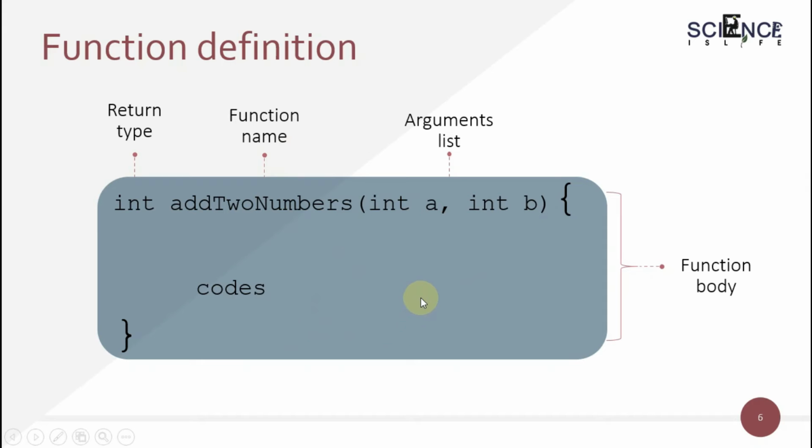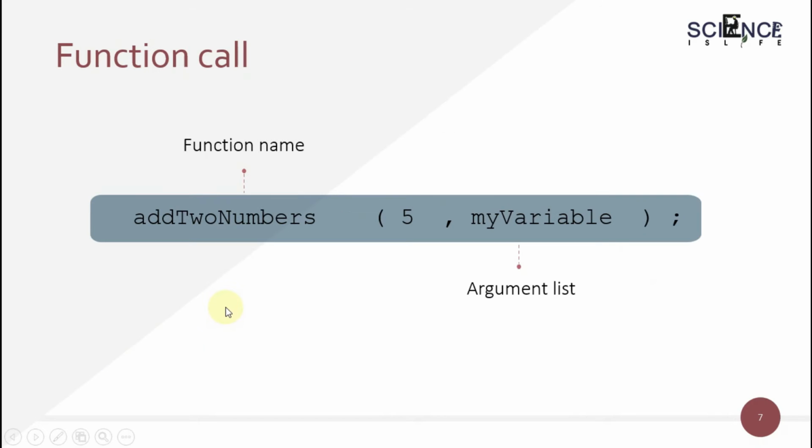The difference between function prototype and function body is that in the function prototype we end it by a semicolon, but in the function definition we do not end by a semicolon. After the argument list we open curly brackets, we write the code, and we end the curly brackets, right? So let's see how to call a function.